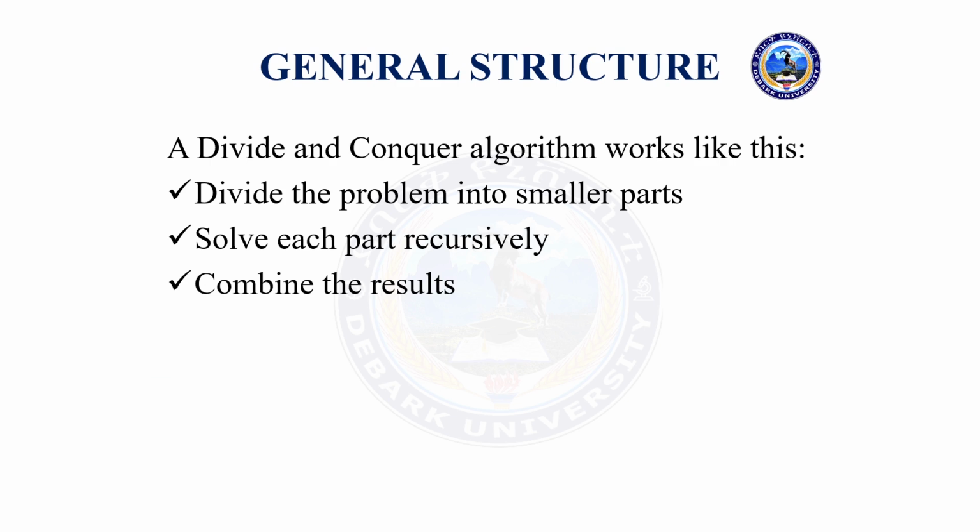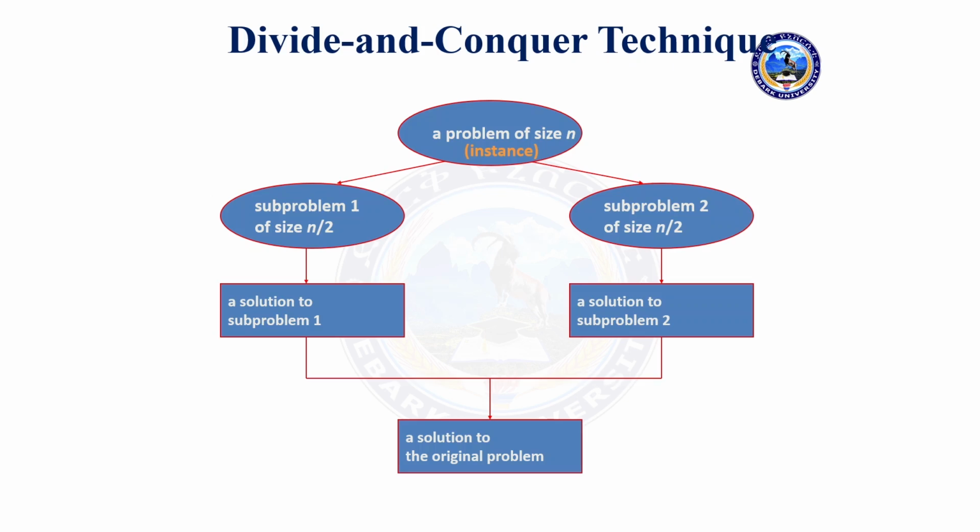When you look at the general structure of a divide and conquer algorithm, it works just like this. Divide the problem into smaller parts, solve each problem recursively, and finally combine the results. This is a simple pictorial, or graphical, form to show how the divide and conquer technique works.